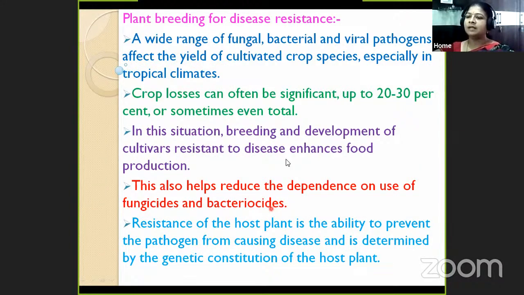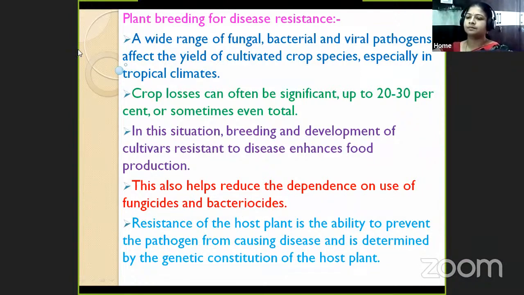So, with the help of plant breeding, disease-resistant varieties are developed. Once disease-resistant varieties are developed, it reduces the dependency on the use of fungicides and bactericides.